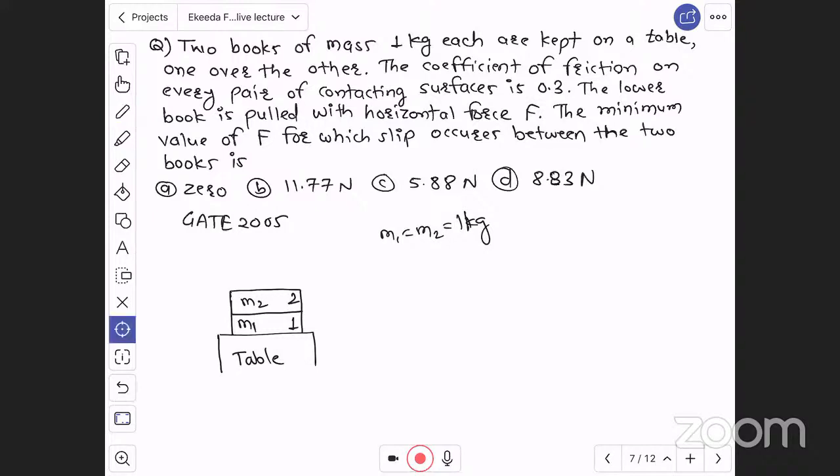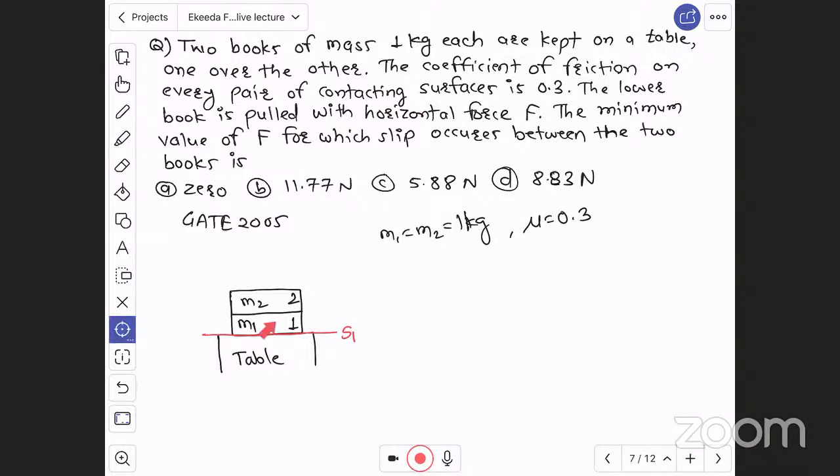Now, the coefficient of friction on every pair of contacting surface is 0.3. Here the coefficient of friction mu is given as 0.3 on every pair of contacting surface. Now look at the contacting surfaces. Between book 1 and table there is one contacting surface. Let us say this is surface 1. For surface 1, I am writing S1. This is surface 1 which is in contact, right?